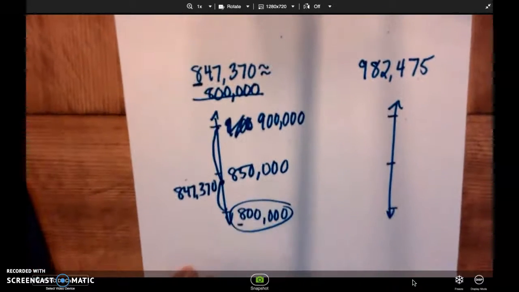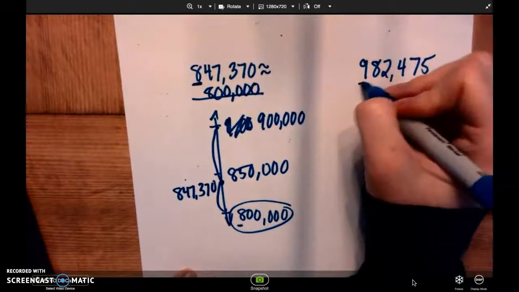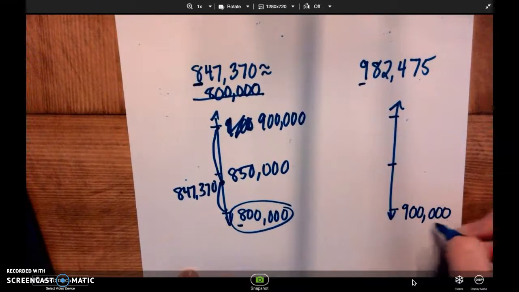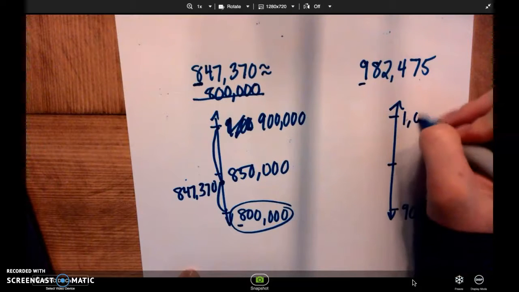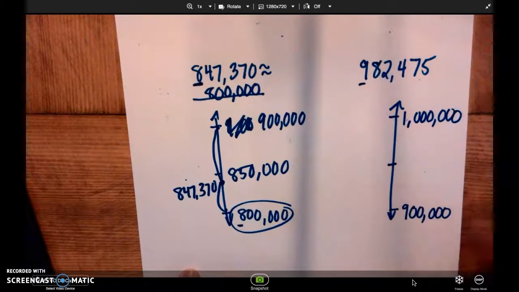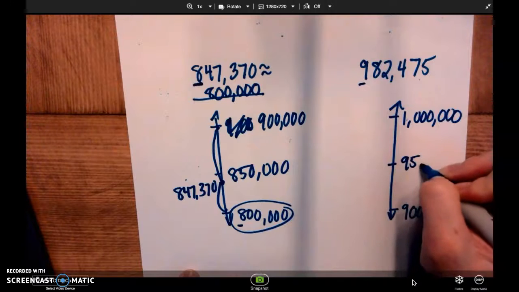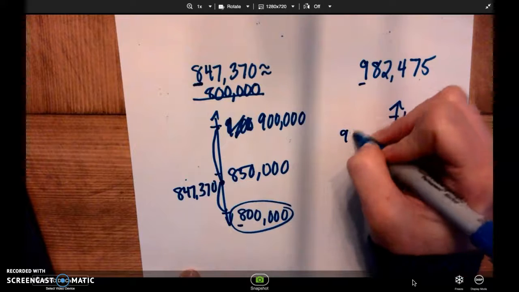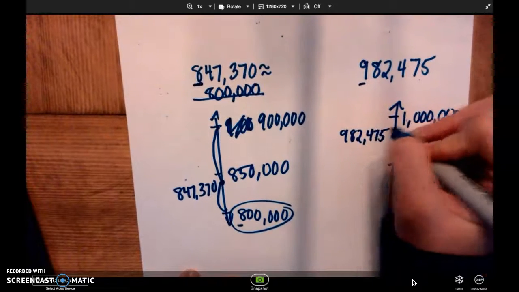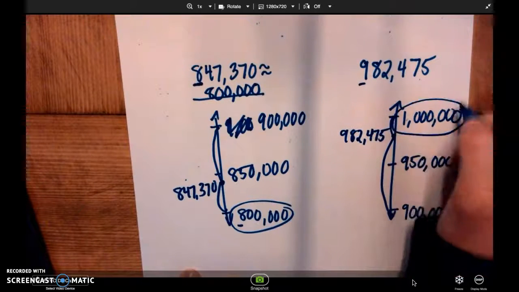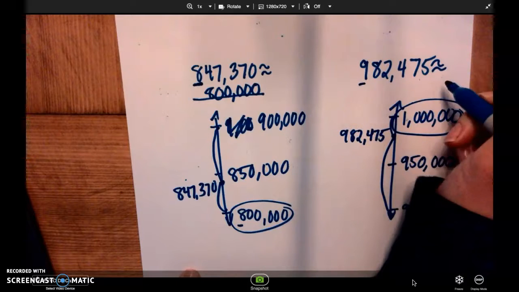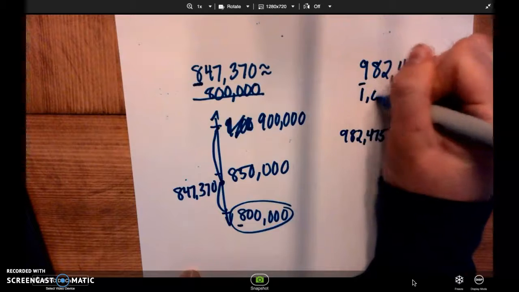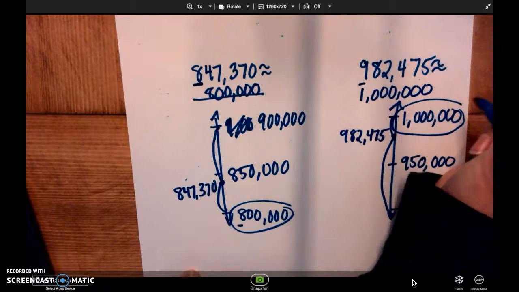Okay, and our last one, I know I'm focused on my 100,000s place, so my bottom benchmark number will be 900,000. 100,000 more will be 1 million. What? Then I know that 950,000 is my midpoint, and 982,475 would fall about here. And so I can see that this number, 982,475, rounded to the nearest 100,000, is 1 million. Whoa.